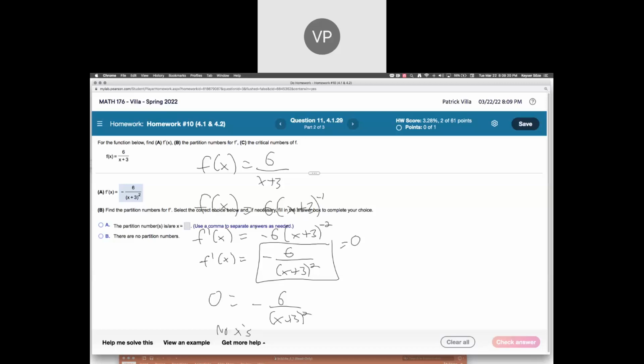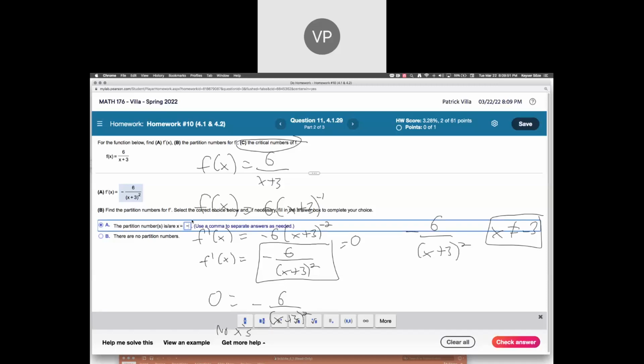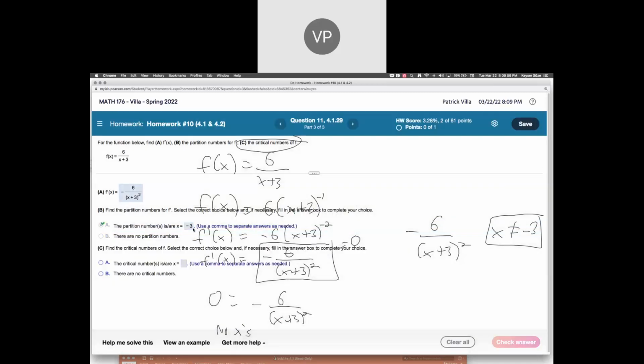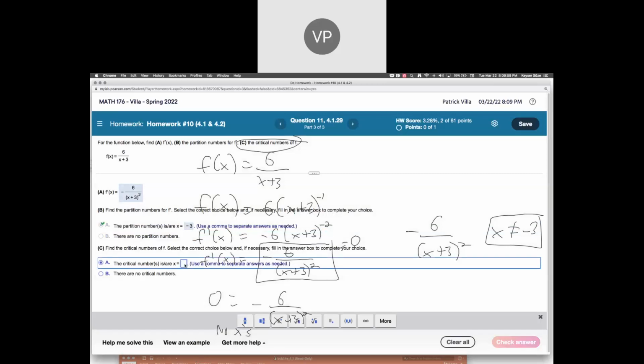Okay, so I think the partition is kind of awkward because we're not there yet, but I'm looking for critical numbers. Like I said, I like to do this part first. I'm not sure why they did it out of order. But now the other part is, where does this function not exist? So you've got to ask yourself, what x's can I plug in there that mess it up? The only problem I have is I can't have a 0 on the bottom, so I'm not allowed to have a -3. Okay, so now technically that's a partition number. I don't know if they're counting this differently, so I'm going to type in that -3. Yeah, and it works. Okay, and the critical numbers are basically the same thing.